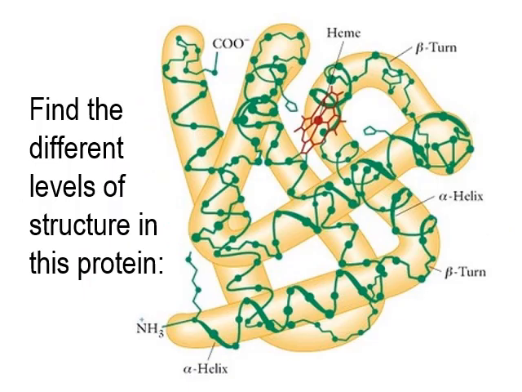Let's see how many levels of structure we can find in this protein. All proteins have a primary structure, a linear sequence of amino acids. And if we were to elucidate the primary structure of this protein, we would start at the free amino end and list the sequence of amino acids along the chain until we reach the free carboxylic acid end.